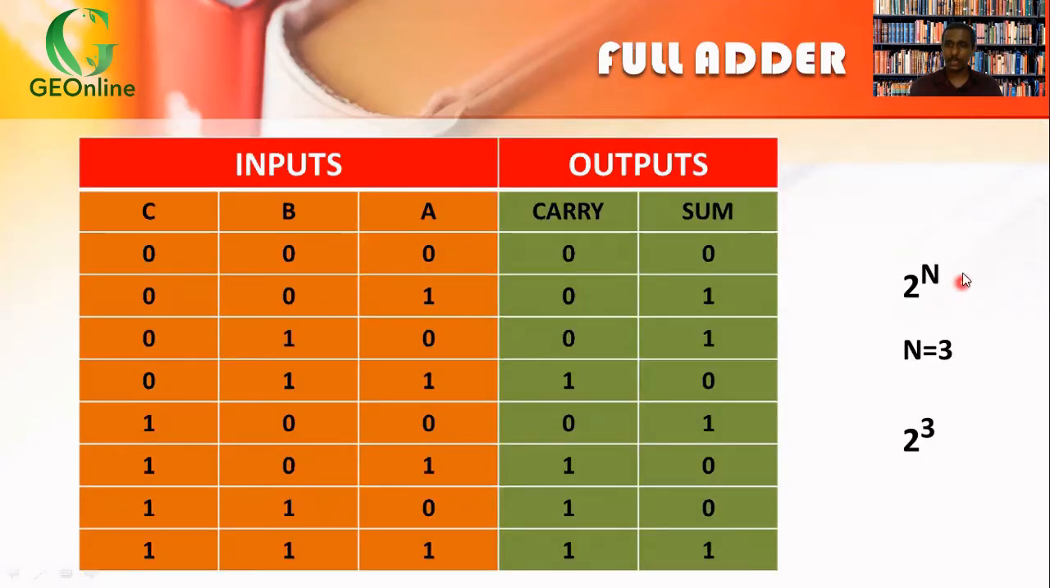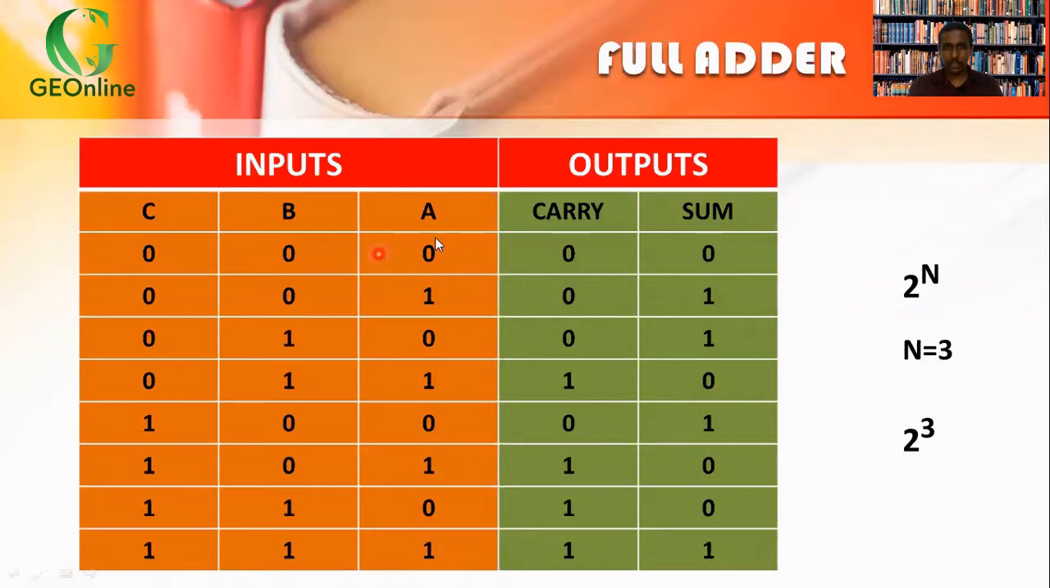Now let us consider 3 bits. In the binary system the base is 2, therefore 2 raised to n. With n equal to 3, 2 raised to 3 is equal to 8 different combinations that are possible with 3 digits, varying from 0 0 0 to 1 1 1. We have to consider these 8 different combinations as the inputs of the full adder.